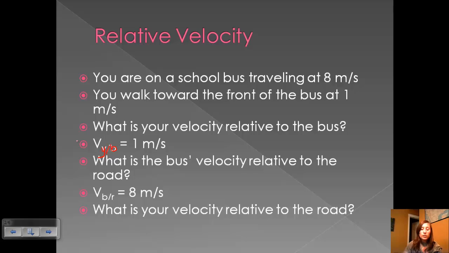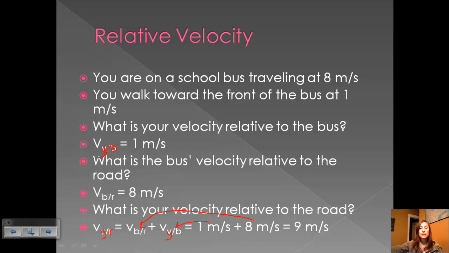So we have to take into account the bus and your motion together. And so we get that the velocity of u to the road is equal to the velocity of the bus to the road plus your velocity relative to the bus. And so it's 1 meter per second, which is u and the bus, plus the 8 meters per second, which is the bus and the road, and that's a total of 9 meters per second. So relative to someone standing still on the side of the road, you would be moving at 9 meters per second.